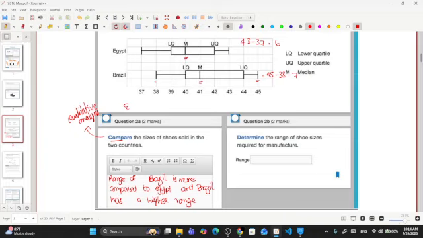All right. Then it says determine the range of shoe sizes required for manufacture. Now, this question is specifically talking about the general range. It's not talking about Brazil or Egypt or any specific country. So that's talking about general range. So the maximum possible value that we had was 45, as we can see here. And the minimum possible value that we had was 37. So if we subtract 37 from 45, we get an answer of positive 8. So that could be the value of the range.